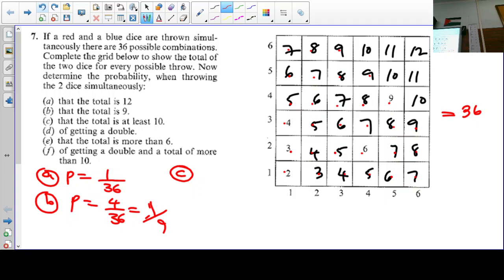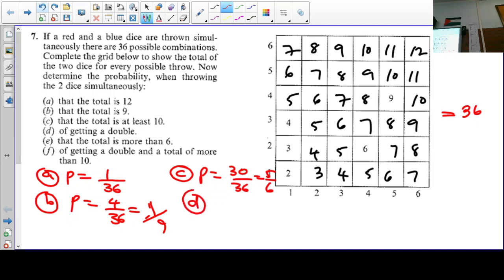Or I could have counted it easily by just counting how many are 10 or more. How many is 10 or more? 1, 2, 3, 4, 5, 6. So how many is less than 10? 30. Makes sense, people? Okay. Take all the dots away. So the probability is simply going to be 30 out of 36, which is 5 out of 6.